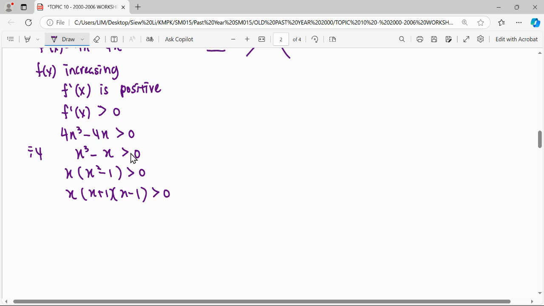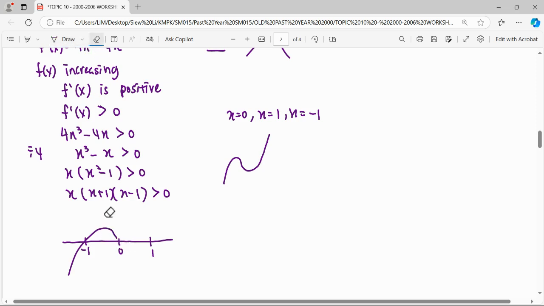It will be similar to quadratic inequalities. We solve it by using the graphical method. Look at the x here. We have three roots: x equals 0, x equals 1, and x equals negative 1. Arrange in order: negative 1, followed by 0, followed by 1. Sorry, this is a cubic. A cubic is an S-shaped graph going up because this is a positive cubic.